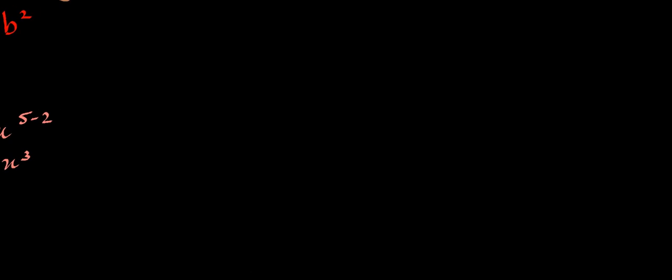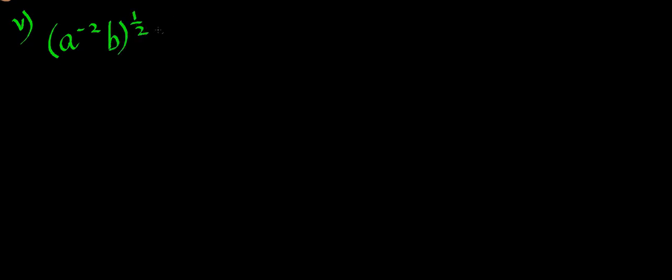Let's see what is the next question over here. Now we'll be doing the fifth one. It says a raised to minus 2 into b, the whole raised to 1 upon 2 multiplied by ab raised to minus 3. Now remember this minus 3 is raised only to b, it's not to a, the whole raised to 1 upon 3. Let's see what happens over here.